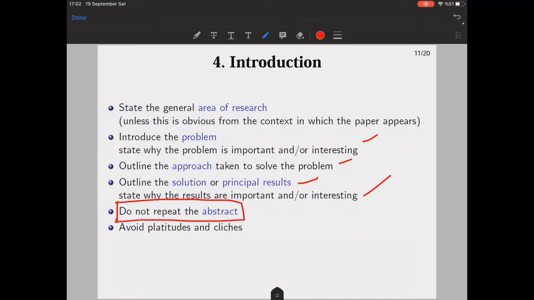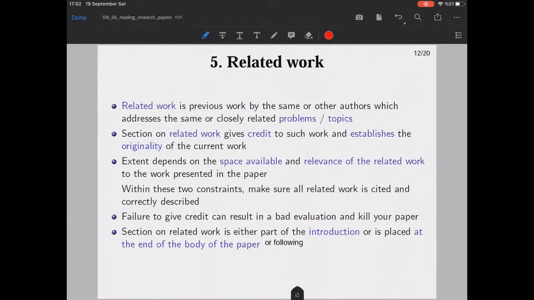So be different from the abstract and avoid platitudes and clichés as much as possible. Like, nowadays technology or artificial intelligence is everywhere, whatever. I mean, just avoid some cliché sayings or sentences as best as you can. And the related work part.